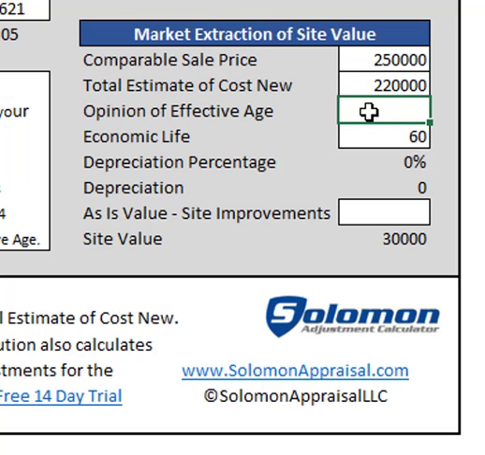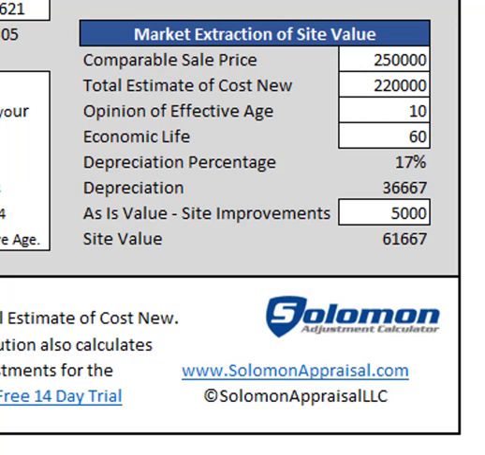Now the site value, again, we want a relatively new house. Let's say this one was 10 years old. We use an effective age of 10 years. That translates to 17% depreciation. So when we subtract the site improvements, we subtract the depreciation from the price, it indicates a site value of $61,667.